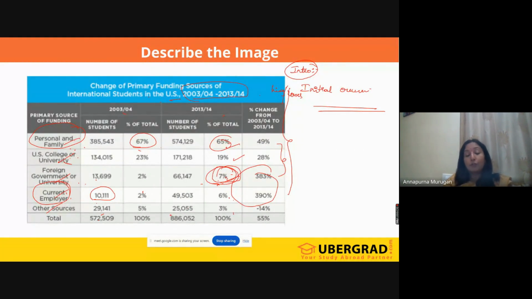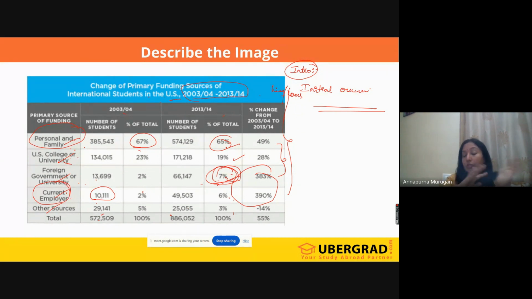However, it could be seen that the least contribution to the education of international students is made by their current employers. However, over the decade, it is observed that sponsorship by foreign governments and the current employer has increased by a few percentage points. So this is what I've completely described, everything within a short span. We are not worried, okay?